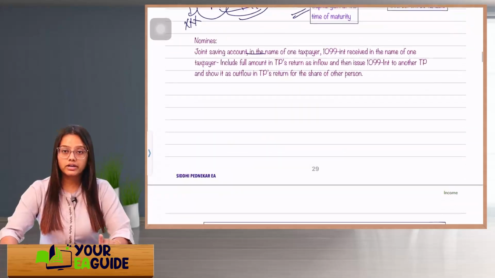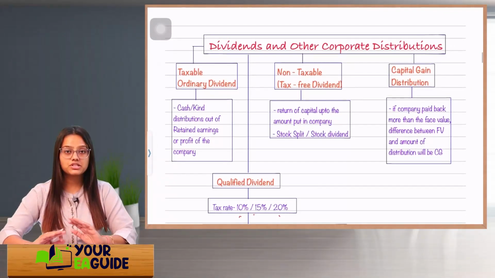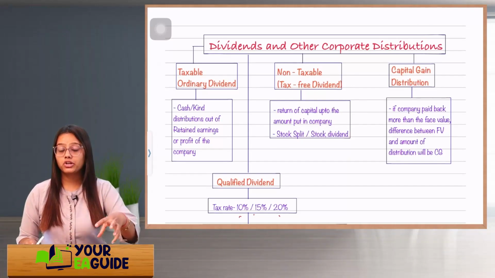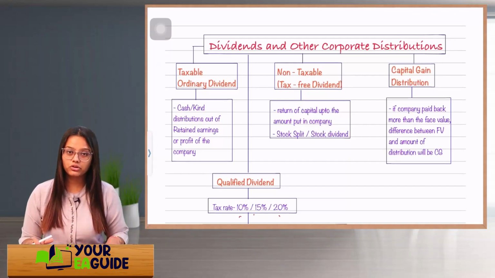Right? Got it, guys? So this is about the interest income. Next one is dividend income. So this is also very simple. Whenever you invest into some corporation, only a C Corp will issue the dividend. An S Corp or partnership is not going to issue dividends.